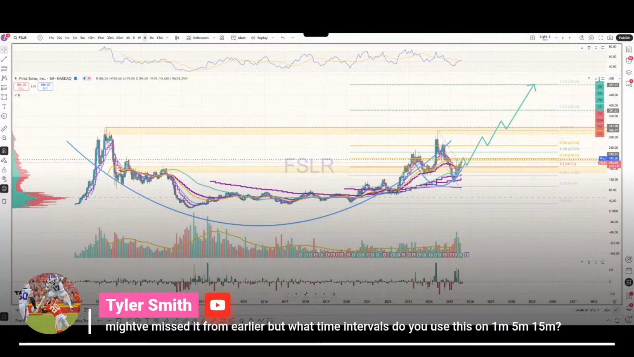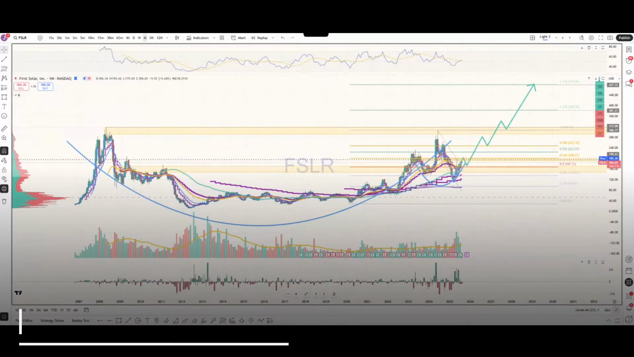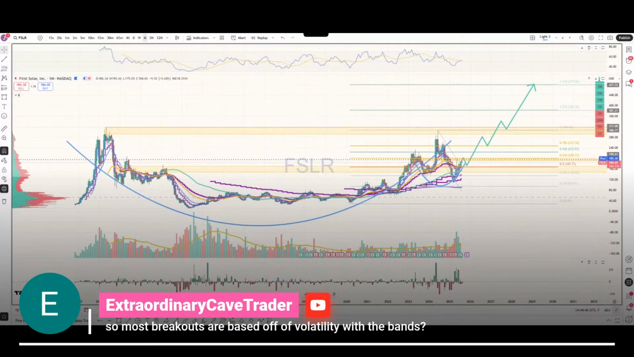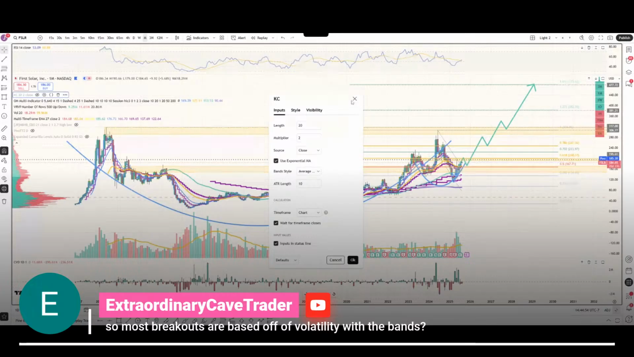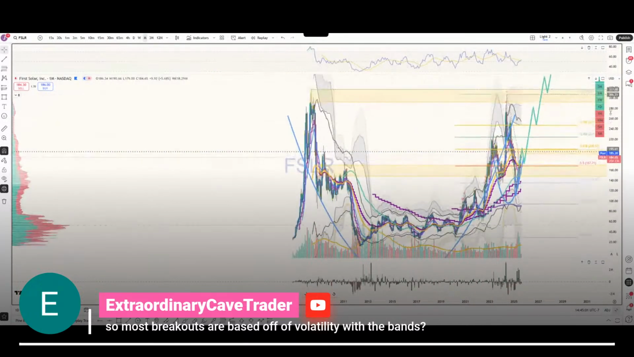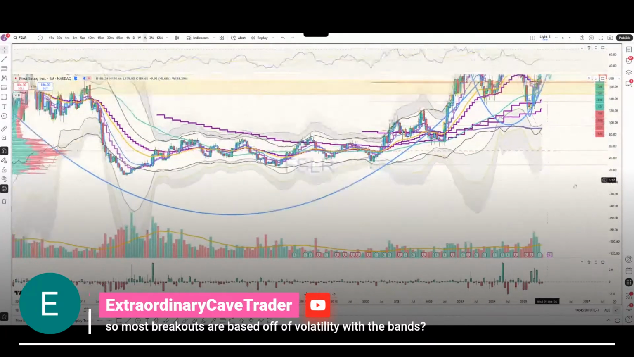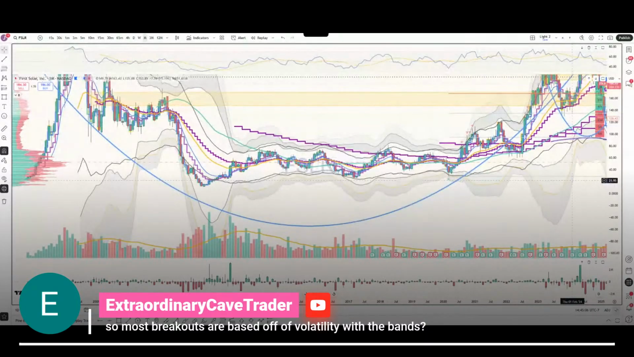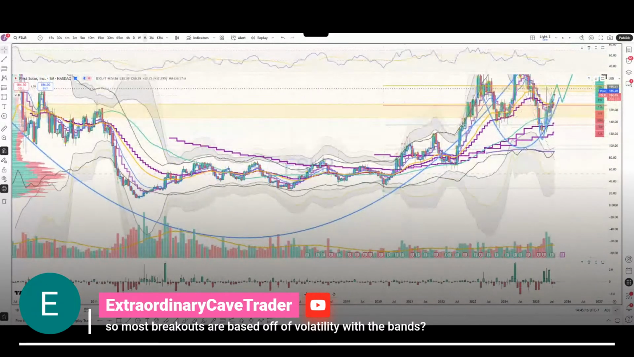Extraordinary Cave Trader saying, so most breakouts are based off of volatility with the bands. Let me show you. Get our Keltner channel up and our Bollinger Bands. So most breakouts happen when there is a period of significant compression and then short-term volatility kind of breaks above the average of that compression, and it starts to kind of catch on like wildfire and build up and build up.